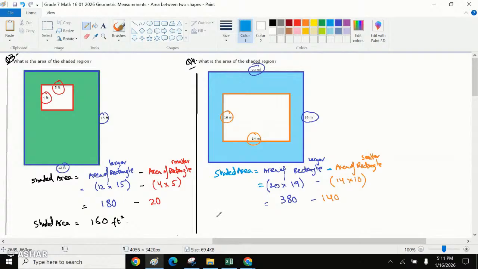If we subtract 140 from 380, what should we be left with? Shaded area would come out to be 0 minus 0 is 0, 8 minus 4 is 4, and 3 minus 1 is 2. And the unit would be miles squared. The unit of the area has to be in square, right? So we need to remember that we need to put a square over there with the unit. Okay? Do we agree on this?